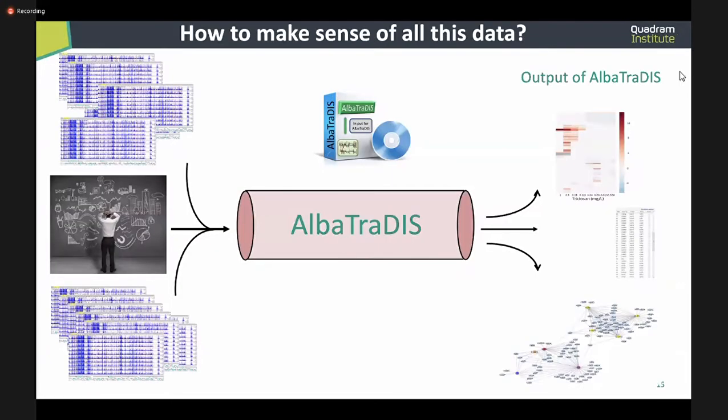So when we have dozens of these graphs and loads of data, it's hard to make sense of the data by just looking at it visually. So our bioinformatics team has written a software, AlbaTRADS, that helps us to understand the data better. It produces a gene list of important genes, and it also points them out in the form of a heat map or network, so that we can follow the particular metabolic pathways.